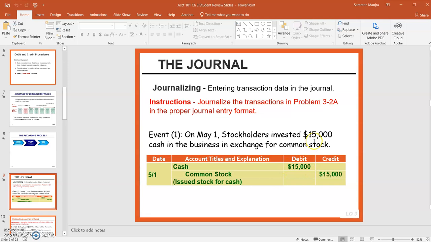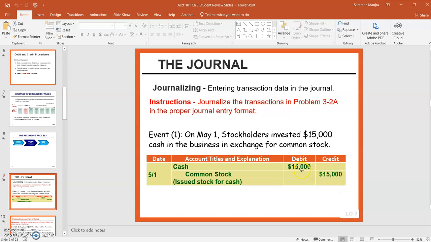So you need to look at the business transaction, identify the accounts. From there, figure out which account is going to have a debit and include the dollar amount in the debit column. And we know that we received cash in exchange for common stock. And common stock is going to increase our equity. So when our equity increases, this is going to be a credit. And you will notice that we have an indentation to the right for common stock. And you will include the dollar amount on the credit column.